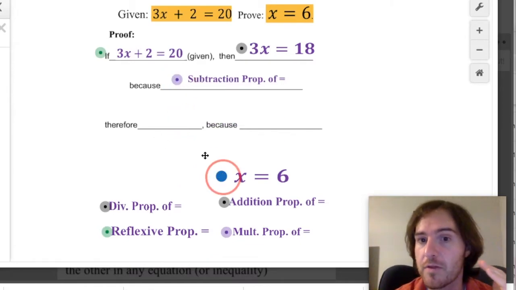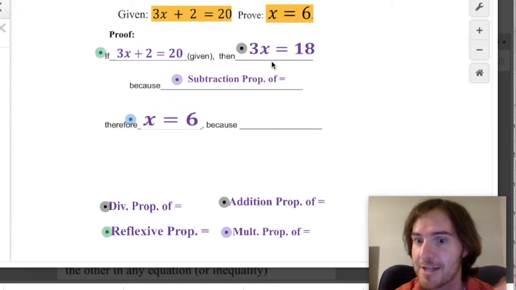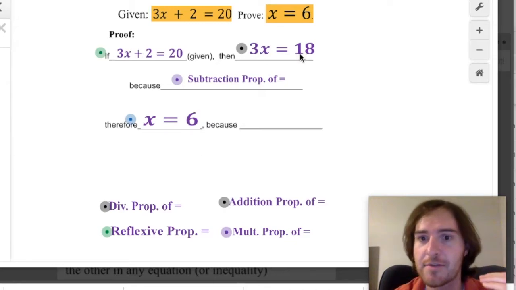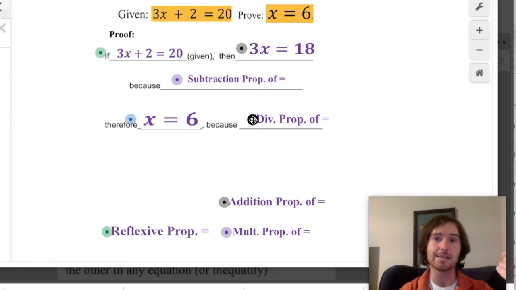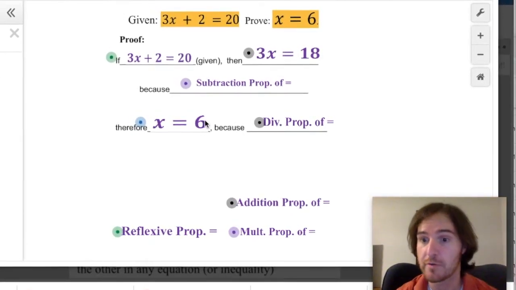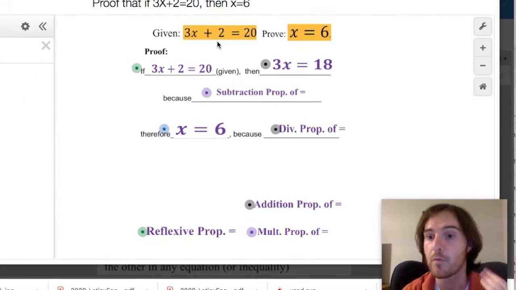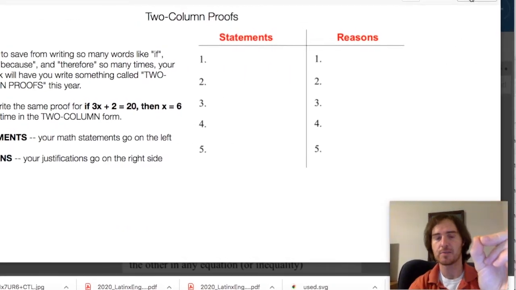Therefore, we're then able to conclude that x equals 6 because we divided both sides by 3. If I divide 3x by 3, I get x. Divide 18 by 3, I get 6. And then this is an equal sign here. Equality is preserved because the division property of equality, a rule, tells us that if we divide both sides by the same thing, we preserve equality, and we're good to go. We've proven this as a fact. 3x plus 2 equals 20, therefore x equals 6. So I did it again with the reasons.